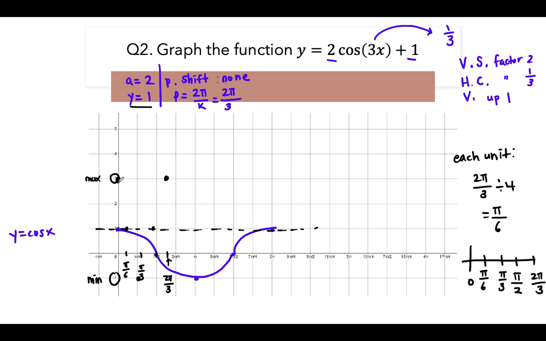Okay, so then you're going to connect the dots. In, out, out, and in. So make sure you exaggerate the curve line. And this is my final graph of y is equal to 2 cos 3x plus 1.